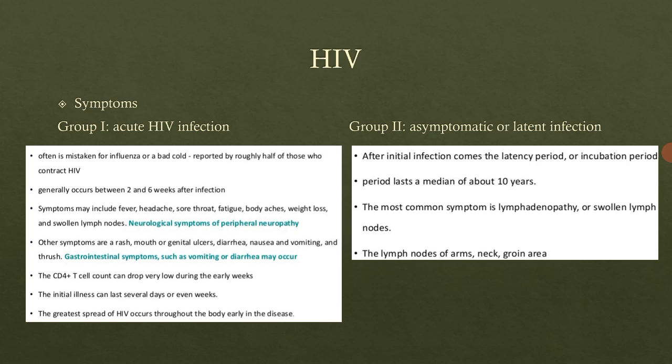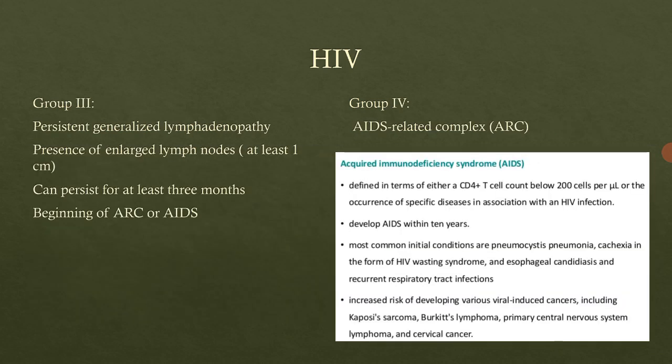Now the most common symptom is lymphadenopathy, in which the lymph nodes get swollen, get inflamed. So this is the most common symptom for the HIV virus. The lymph nodes of the arms, neck and groin area can show this lymphadenopathy. Now we will come to the group 3 symptoms. What are they?